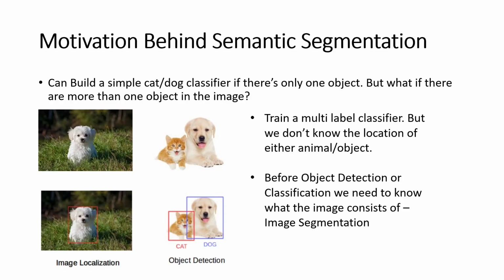So, for instance, just take a simple picture of a cat or a dog in it. To predict whether the image is a cat or a dog, we can build a simple cat-dog classifier. But what if there is more than one object in the image? We might be inclined to build a multi-label classifier, but we don't know the location of either animal in the image. You can see in the right picture, to predict, first of all, we have to identify what is where. And this is where image segmentation comes in.